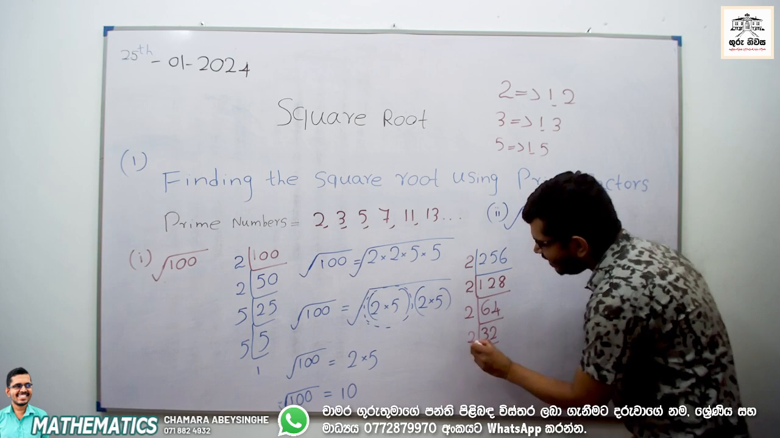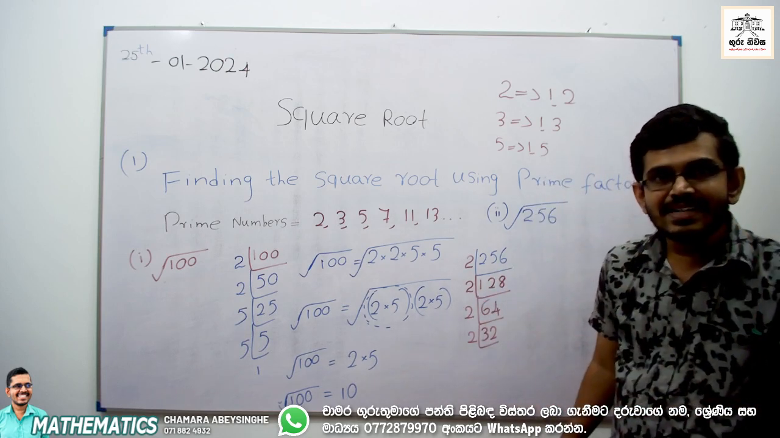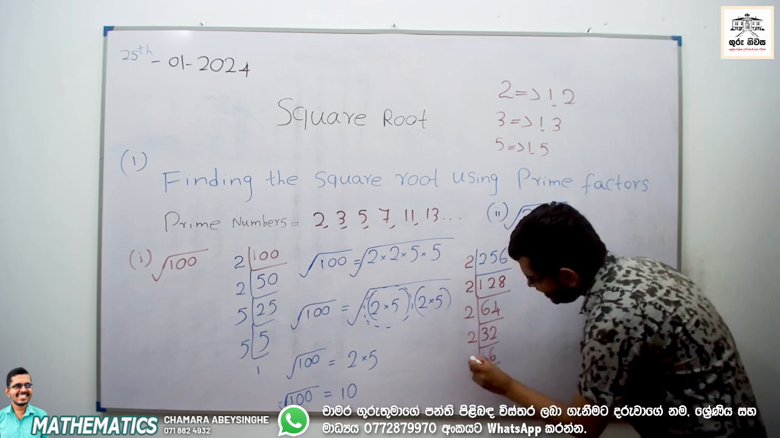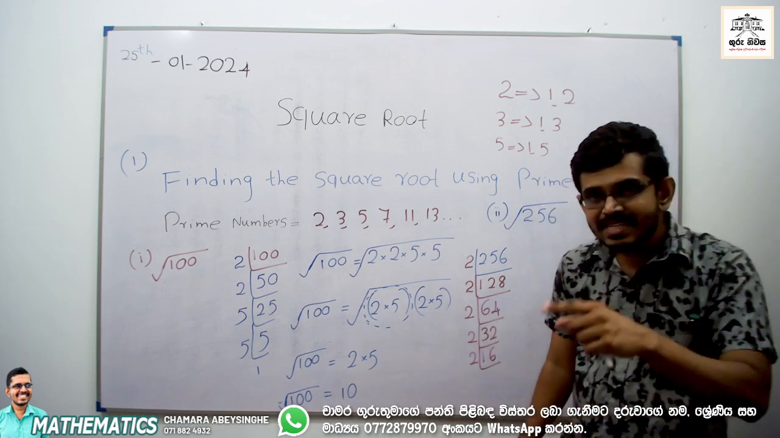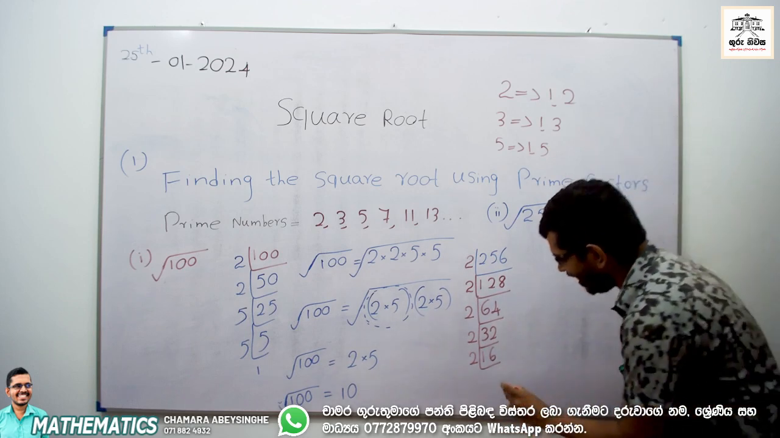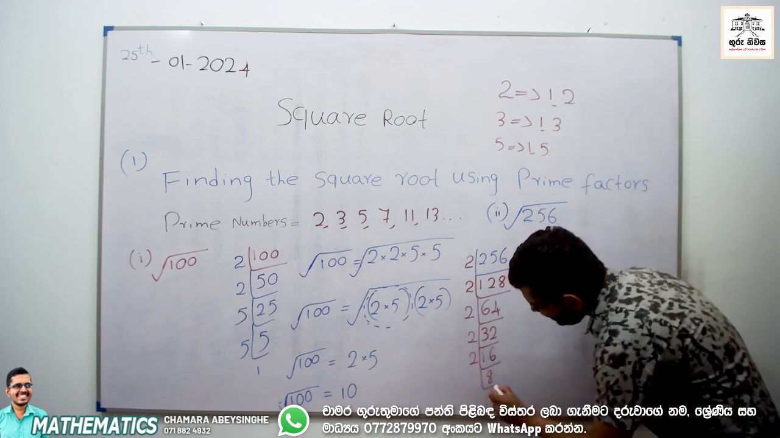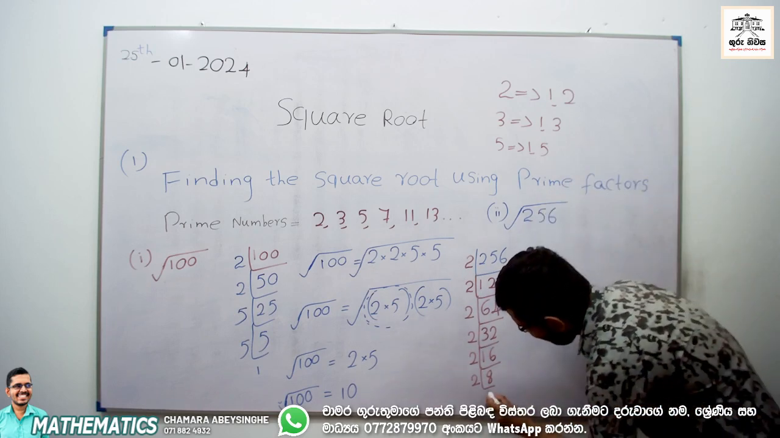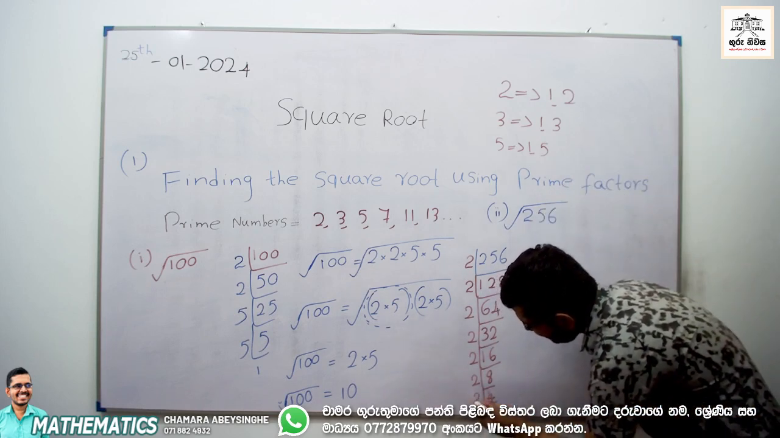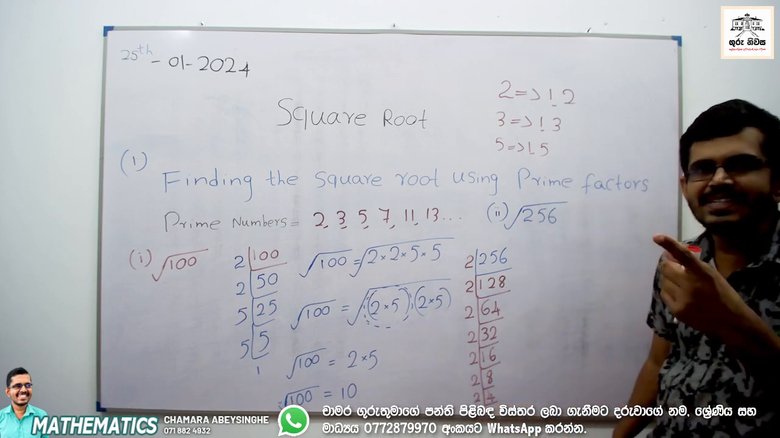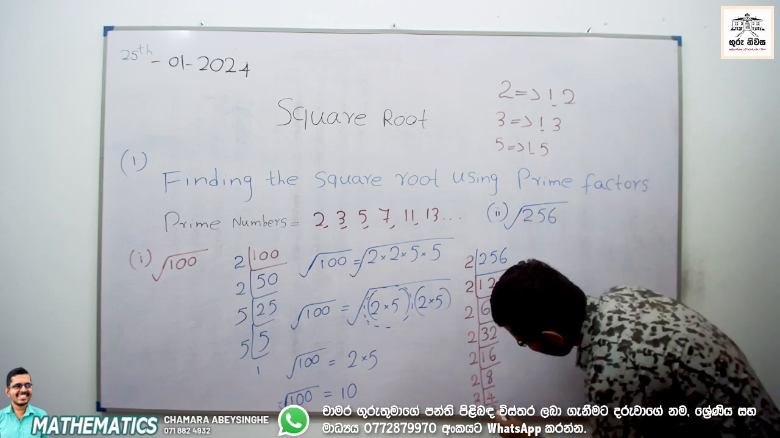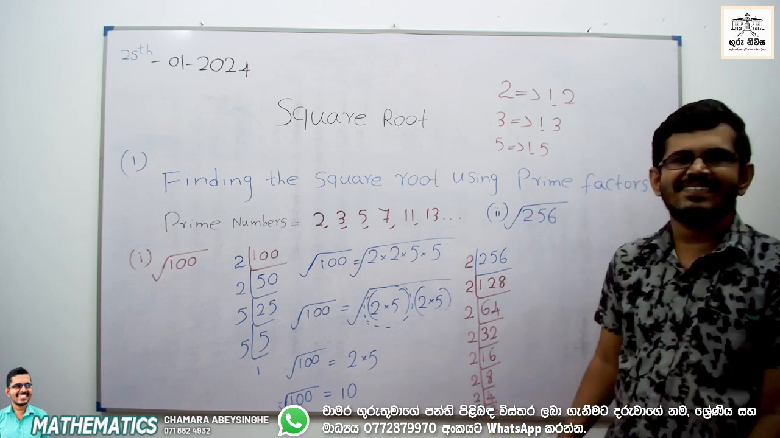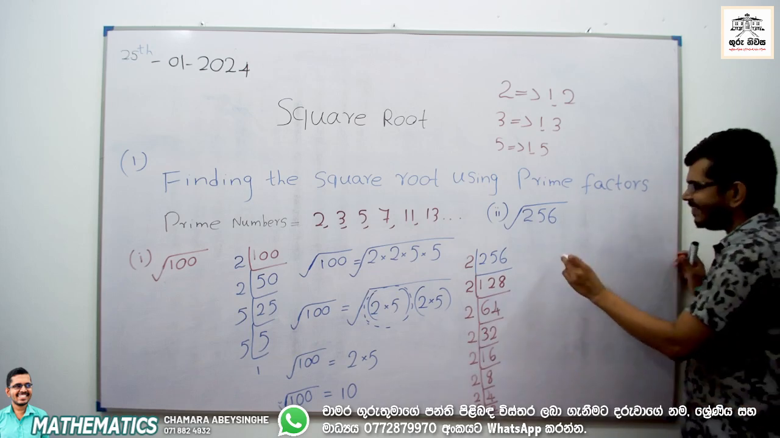32 divided by 2, 16. 16 divided by 2, 8. 8 divided by 2, 4. 4 divided by 2, 2. 2 divided by 2, 1.